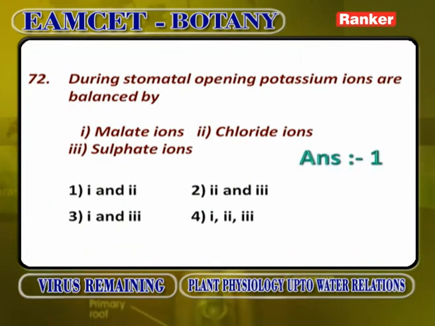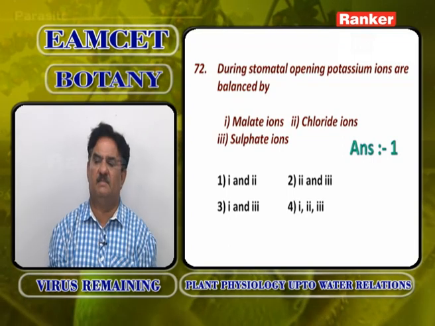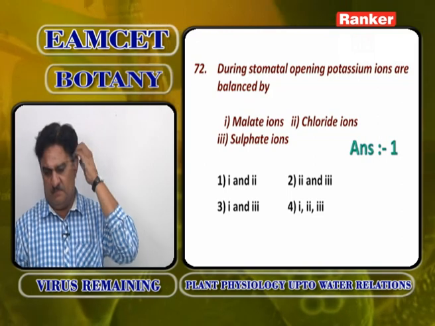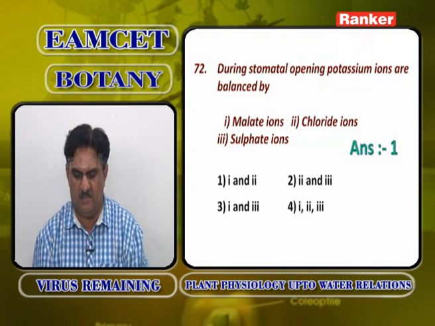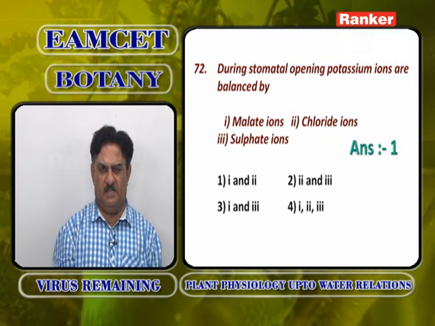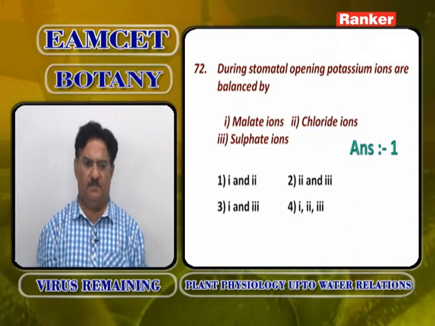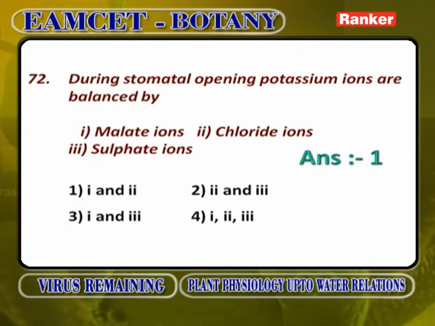During stomatal movement, potassium ions are balanced by. Potassium ions enter the guard cells. To balance the potassium ions, first Cl minus ion enters the guard cells, then malate ions come into the guard cells. So, not sulfate ions, malate ions and chloride ions. So, answer is 1 and 2. Chloride ions first enter, but it is not enough to balance the K plus accumulation. So, immediately malic acid in the surrounding cells enters the guard cells and breaks up into malate ions and H plus ions. Ultimately, malate and chloride ions balance the accumulation of potassium ions in the guard cells.